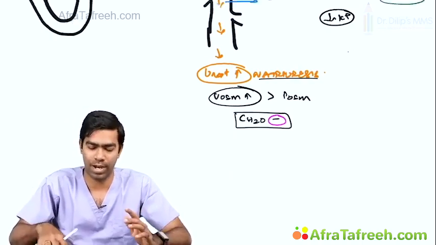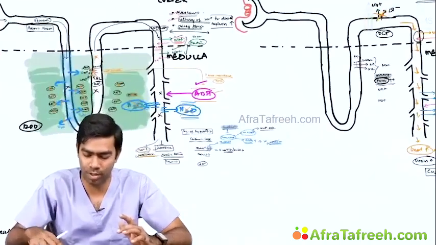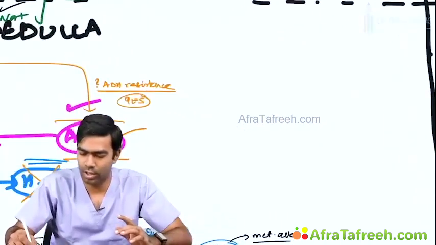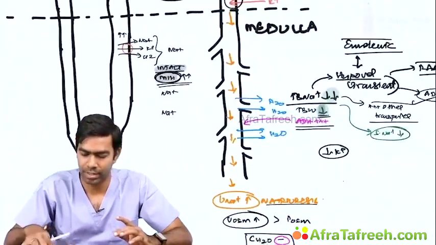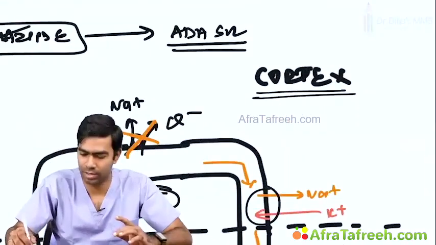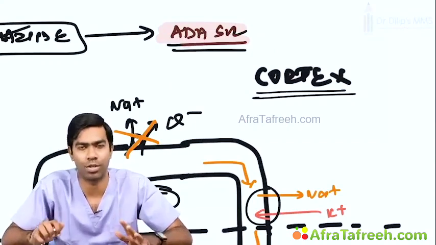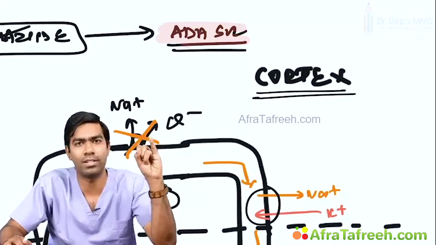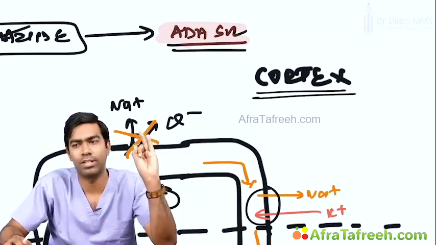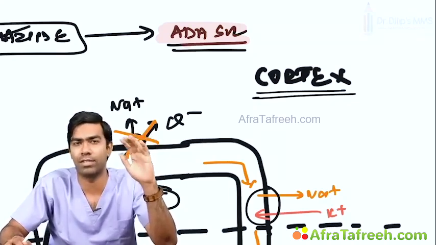And the most important facts are these 2 points. Loop diuretics are going to induce ADH resistance, whereas thiazide diuretics are going to induce ADH sensitivity. Very, very important points. Loop diuretics induce ADH resistance, thiazide diuretics induce ADH sensitivity. Never ever forget this fact.